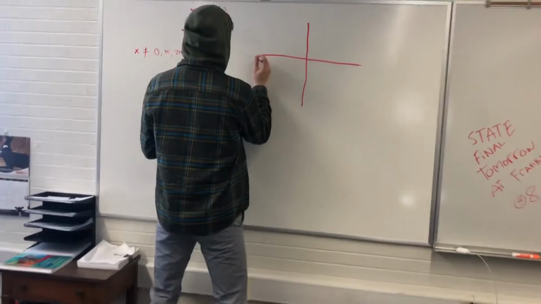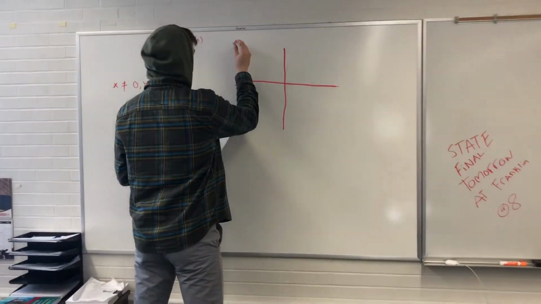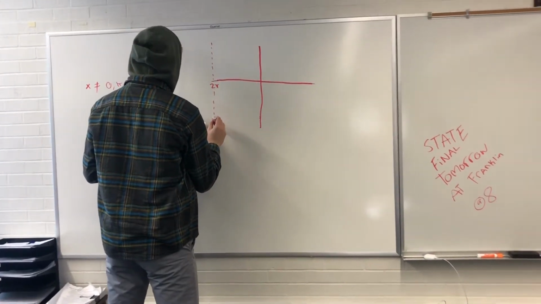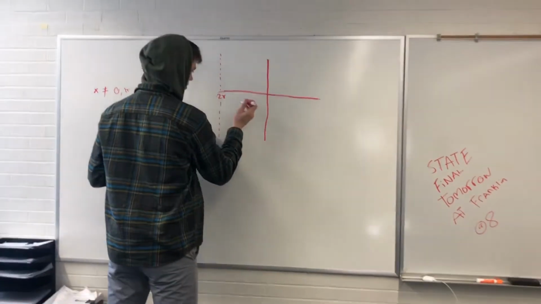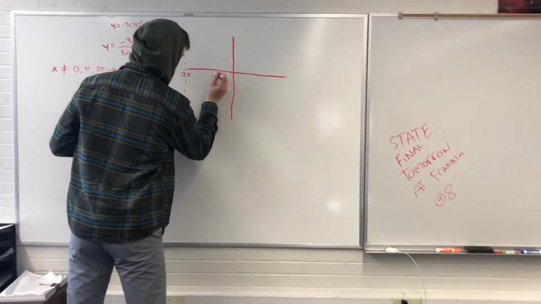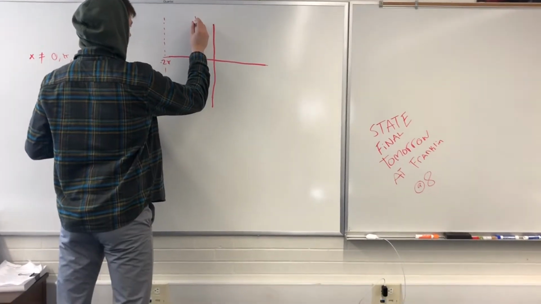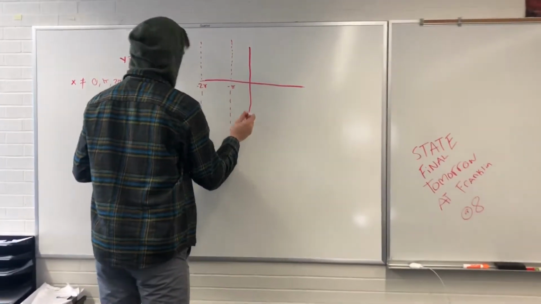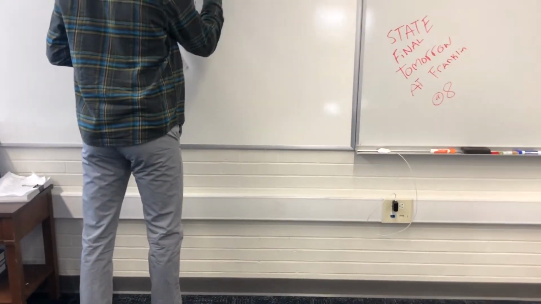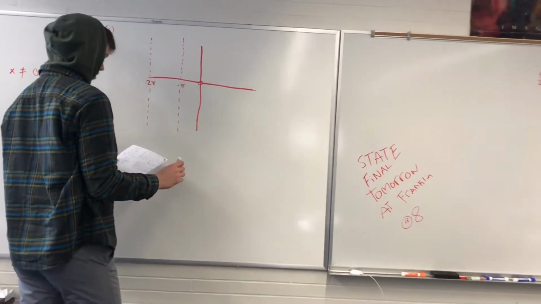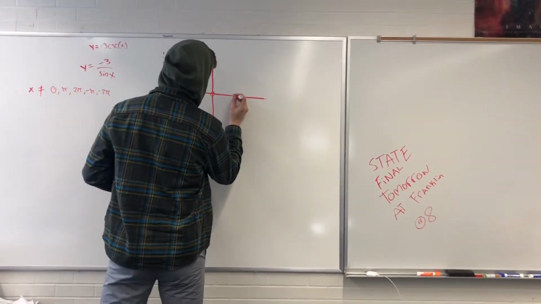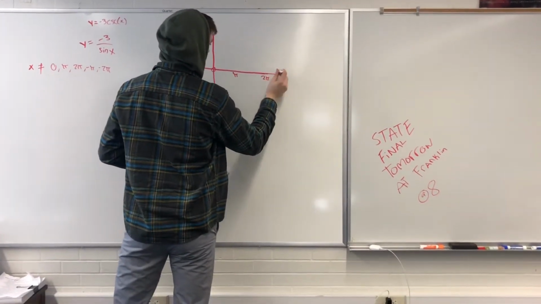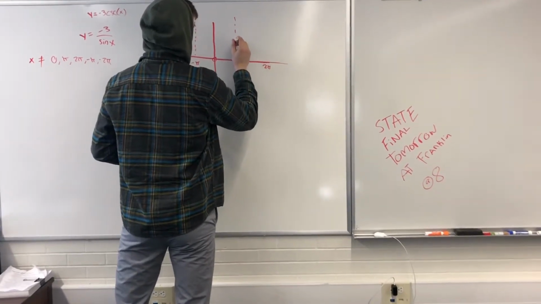Say 2 pi, dotted line for your asymptote. And then negative 2 pi actually, and negative pi right here. That's your asymptote. 0 is right here. And then pi will be right here, and 2 pi will be right here. Dotted line for your asymptote.